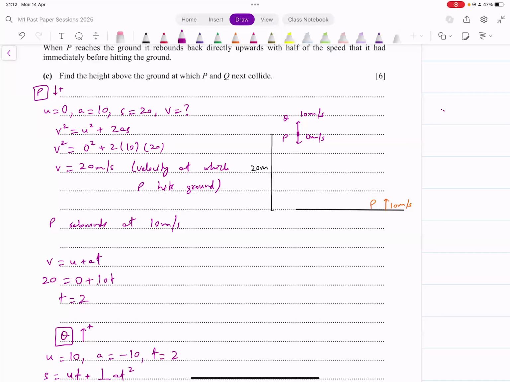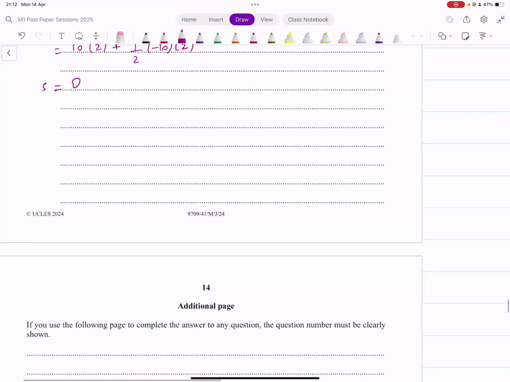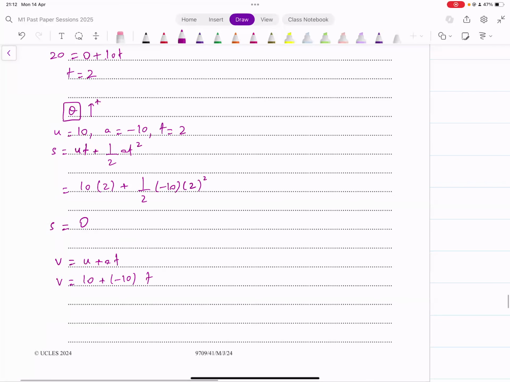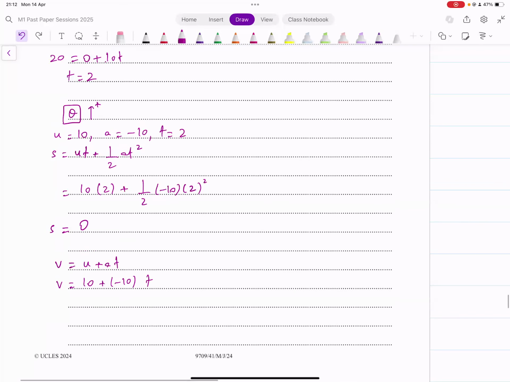When it reaches the same point again, its speed is again going to be 10 meters per second. If you want to confirm that, you can do that. Time. What was that? 10 meters per second. After 2 seconds is 10 meters per second in the downward direction.